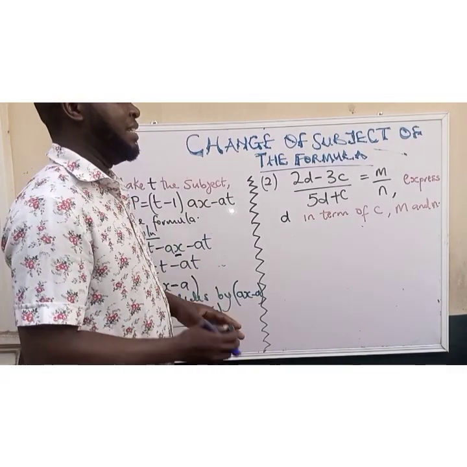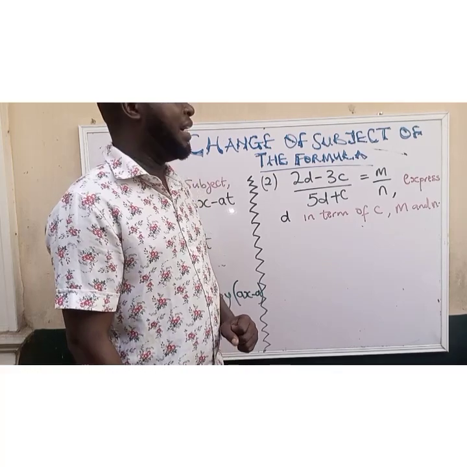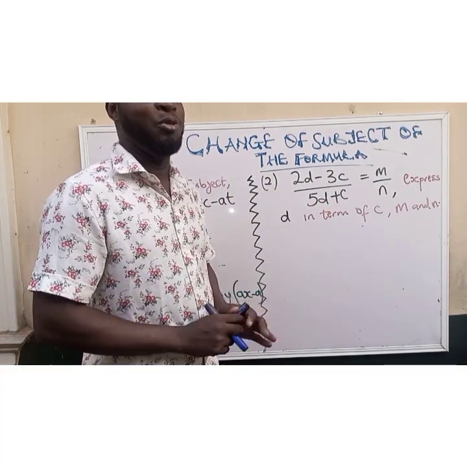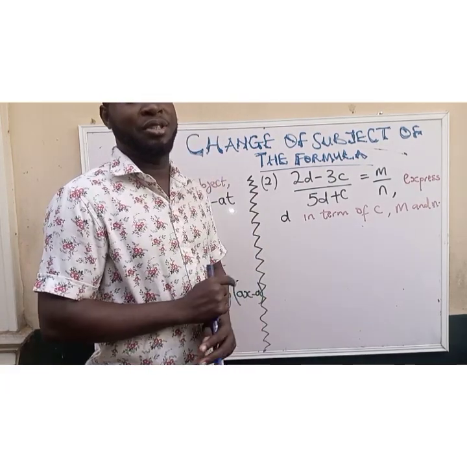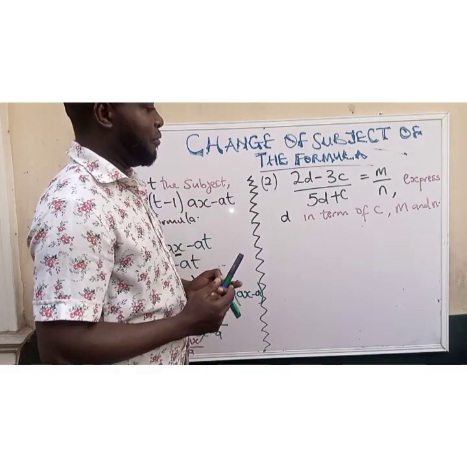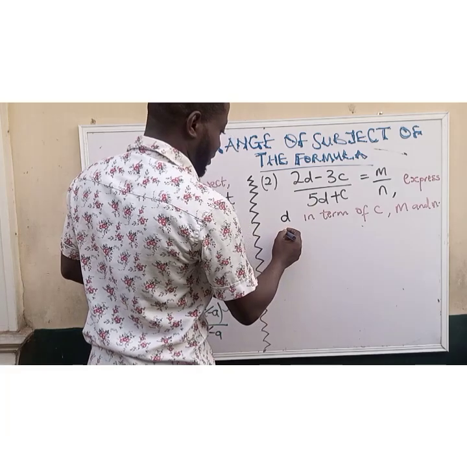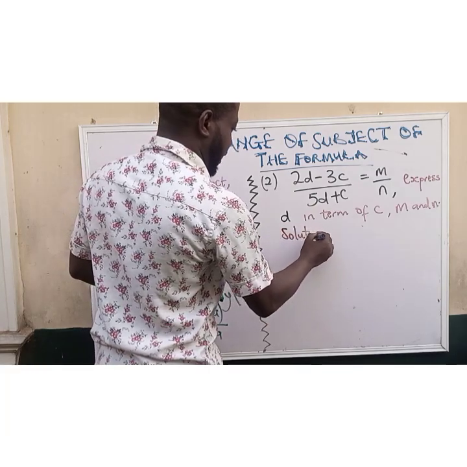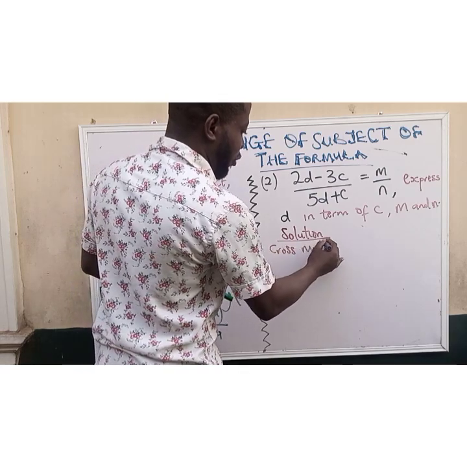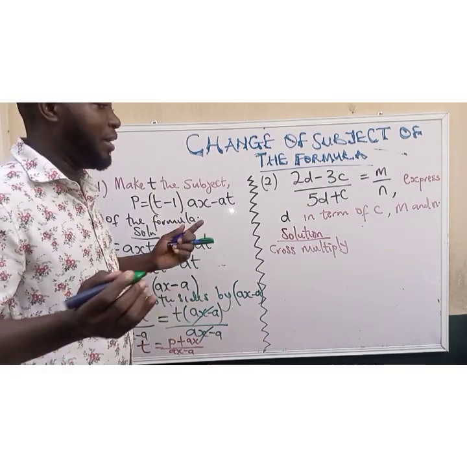And how do we do that? This question involves fractions. One of the guidelines is if we have a question that has a fraction, we should eliminate the fraction, clear the fraction. So how do we clear the fraction? The first step is by saying cross multiply. So let's cross multiply. When we cross multiply, we will successfully eliminate the fraction.